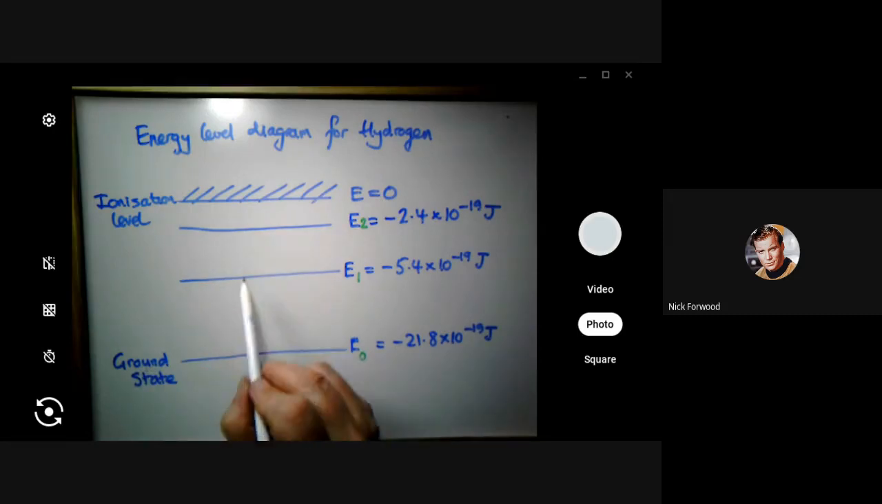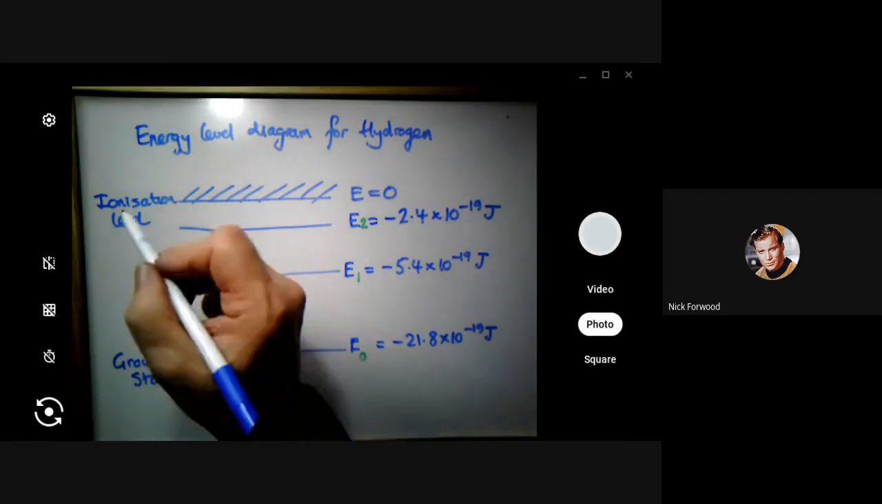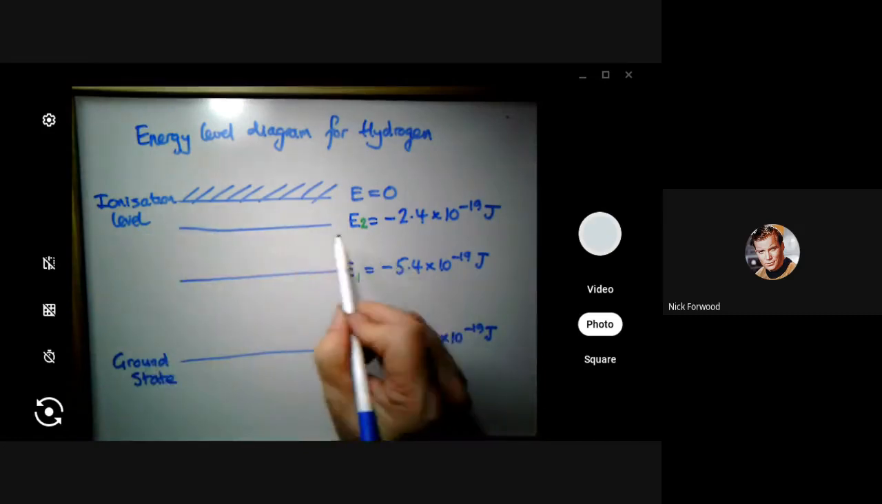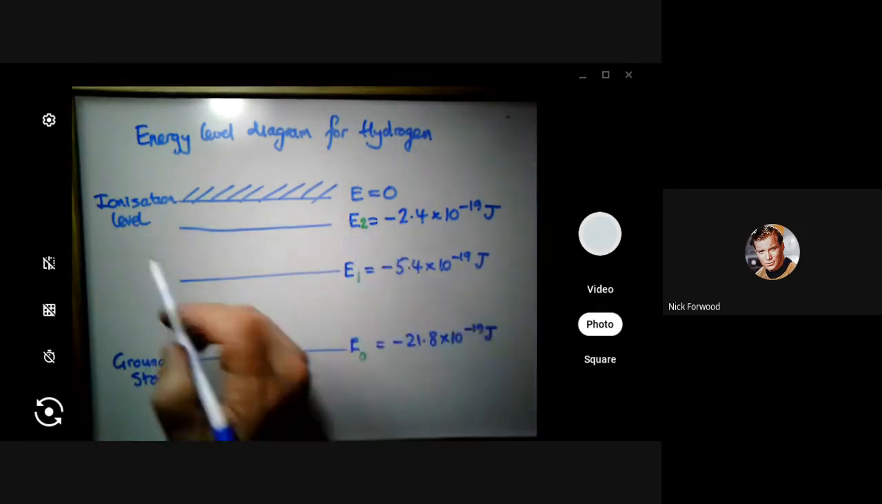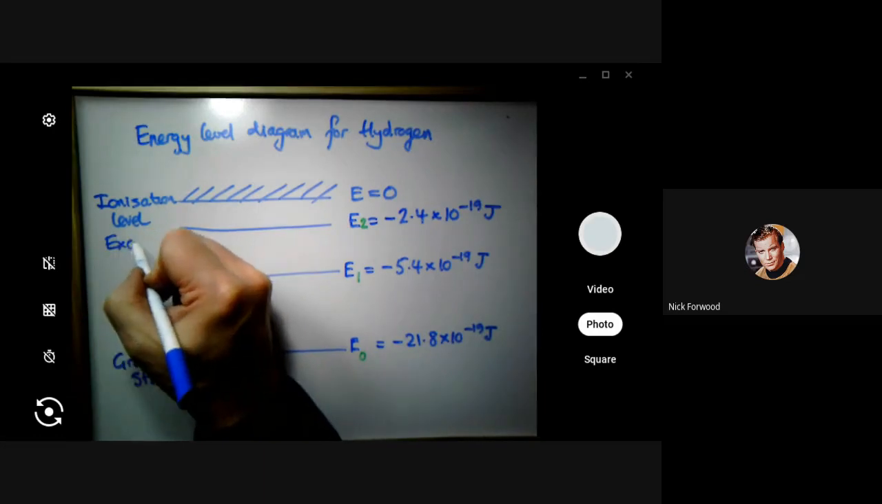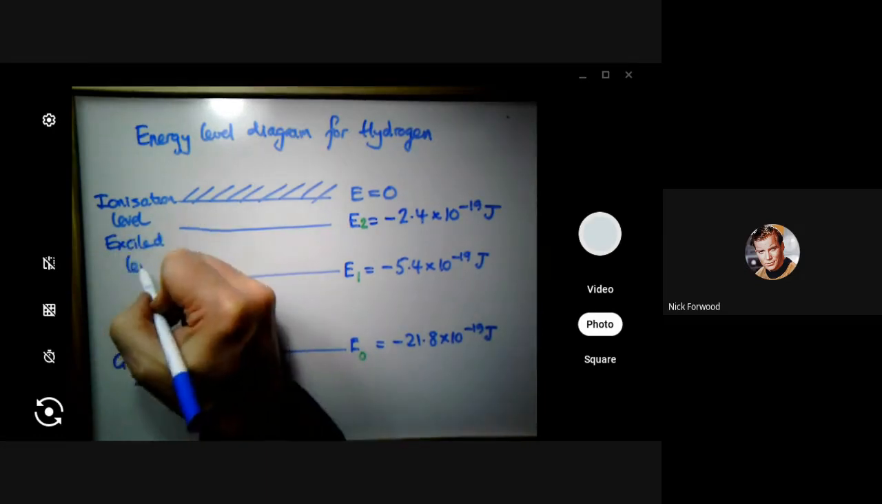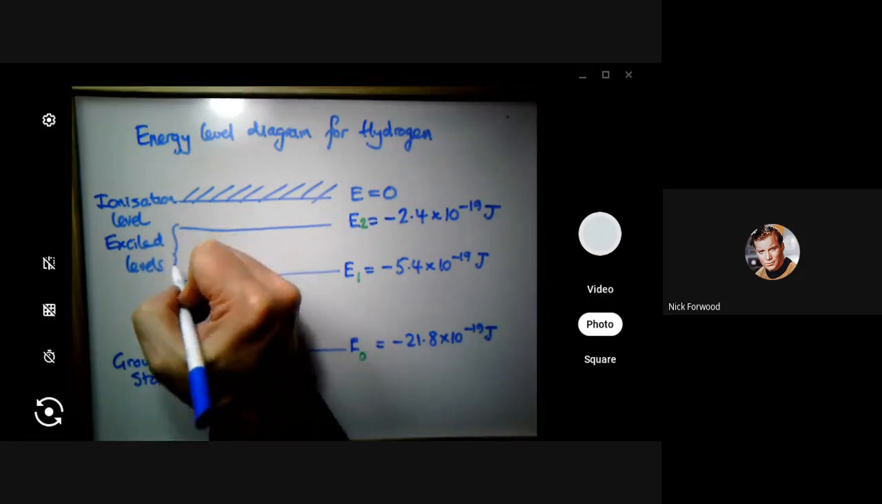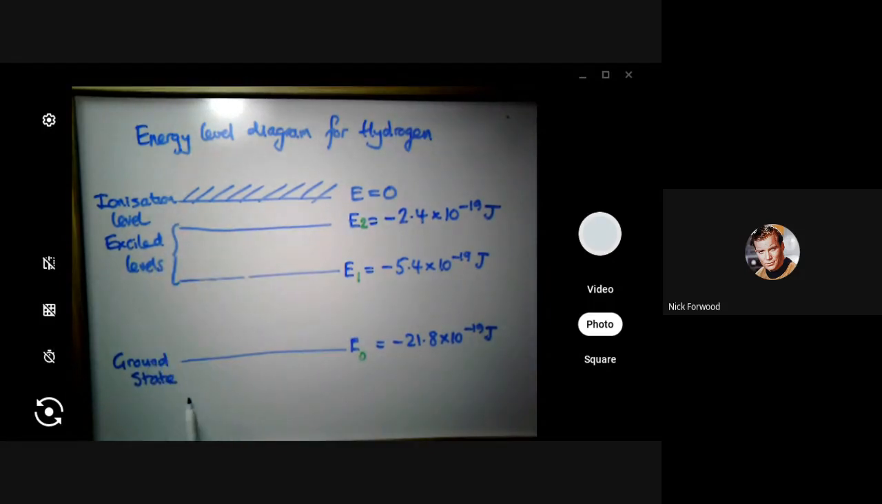And anything in between is called an excited level. So this is one of the excited levels. This is called excited level 2. Excited levels, and there are more than one of them. So the very lowest one in any atom, the lowest down that you can get down in your bunker, or the lowest level on a shelf in your pantry, is called the ground state, and we'll number them up from there.